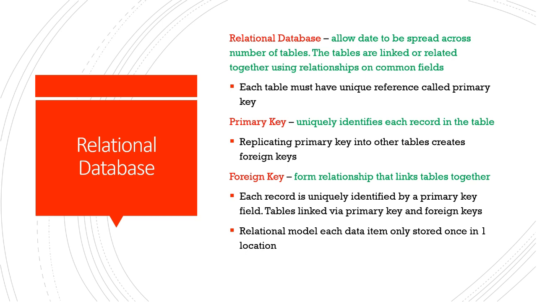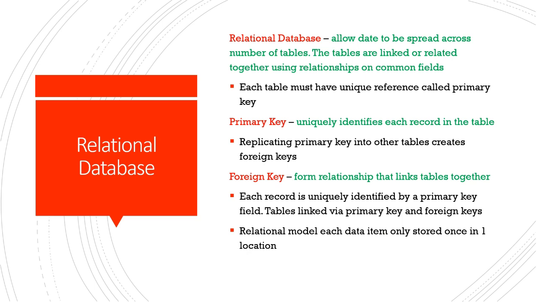So, for example, you might have a table called product. Product ID is going to be a primary key because every single product ID will be different. So, therefore, a primary key is a unique identifier in the table. It uniquely identifies each record in the table. If you replicate the primary key into other tables, it will then be called a foreign key.